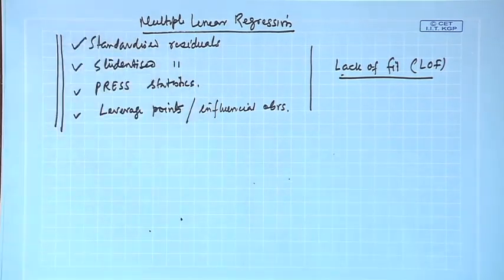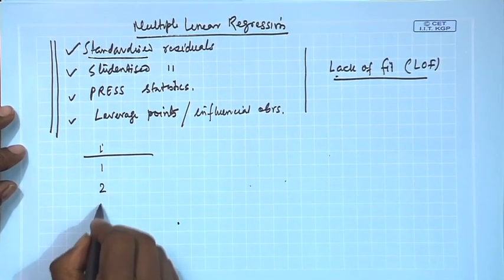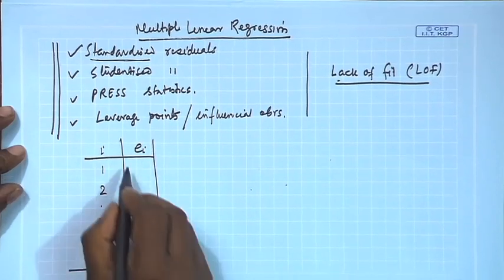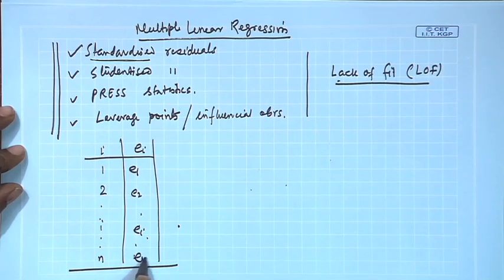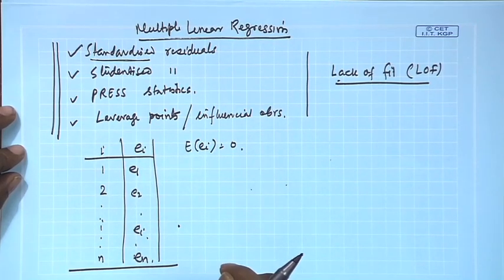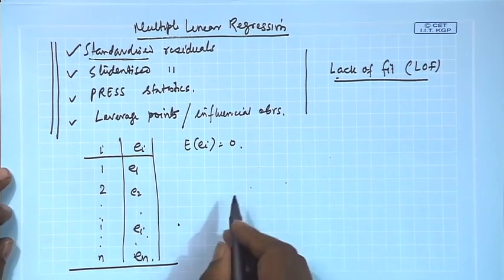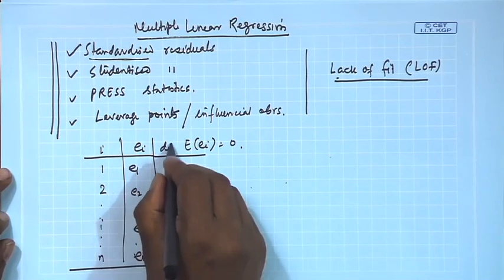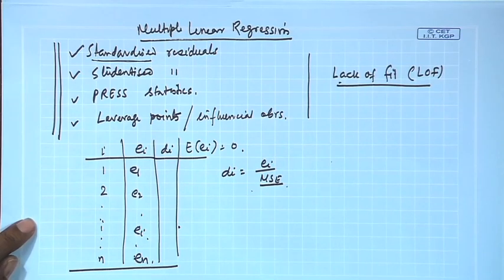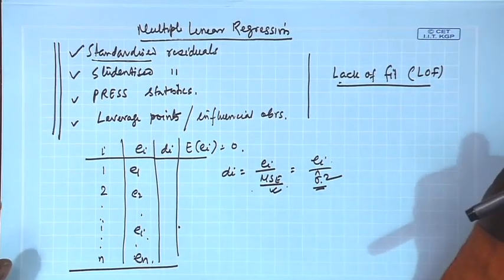So, let us see the standardized residuals. By this time you understand what is the meaning of standardized. So, you have i equal to 1 to n observations, so you have n residuals, e1, e2, ei, en. What is the expected value of ei? It will be 0. By standardized residual we mean we will create, suppose di, where di equals ei by square root of MSE. You know the concept of MSE also. This is nothing but ei by sigma cap, where sigma square cap is estimated by MSE.